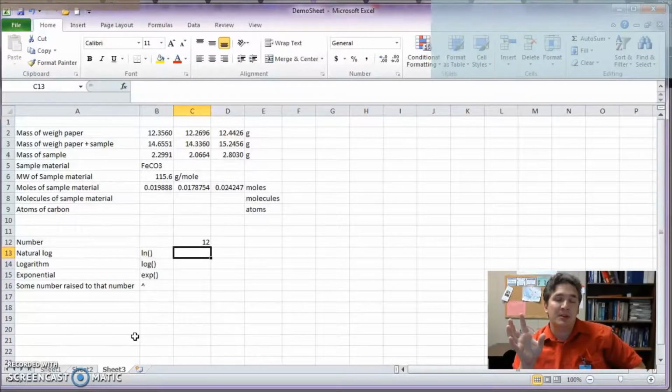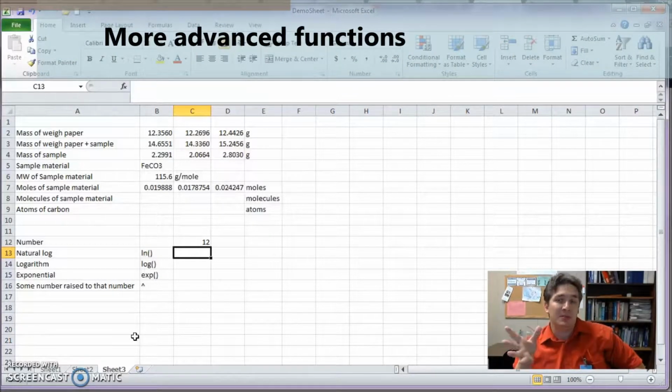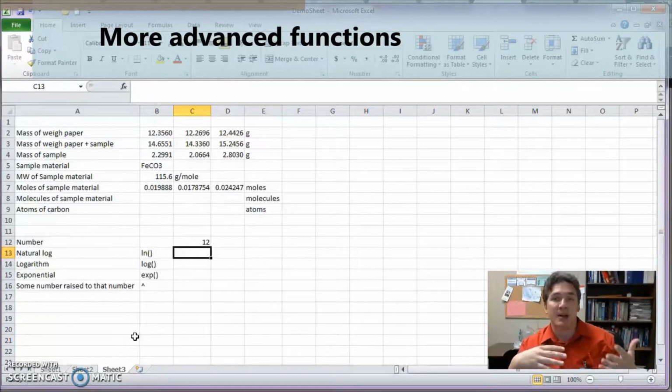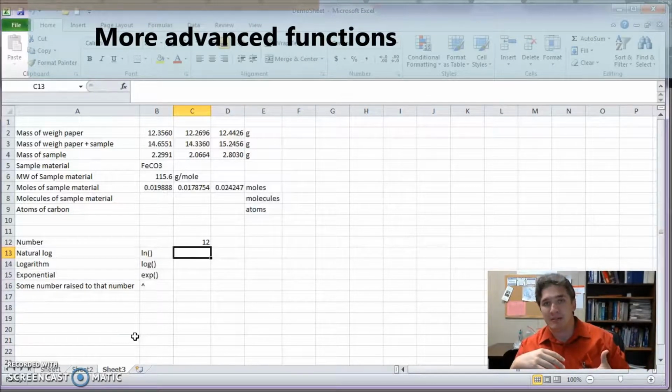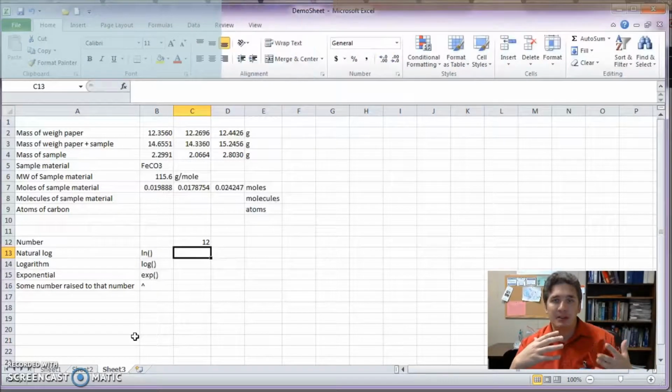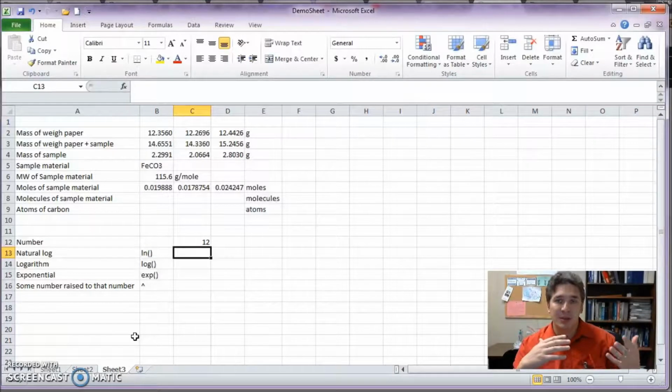So in this video, we're going to talk about slightly more advanced functions. What I mean by advanced is we're beyond addition, subtraction, multiplication, and division, and we're looking at things like exponentials, powers, logarithms, and natural logs. Excel gives you the ability to raise numbers to other numbers, and it also gives you special cases, specifically the exponential, which is the E on your calculator.